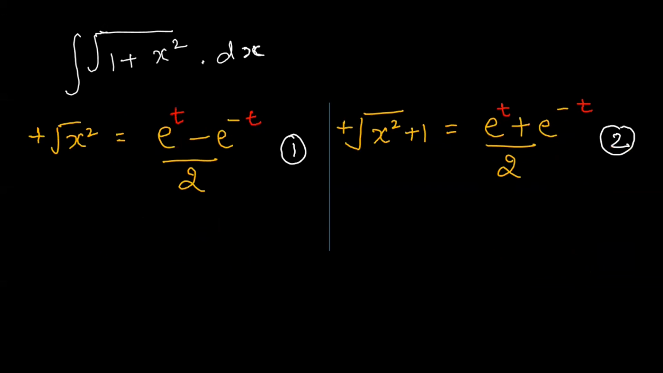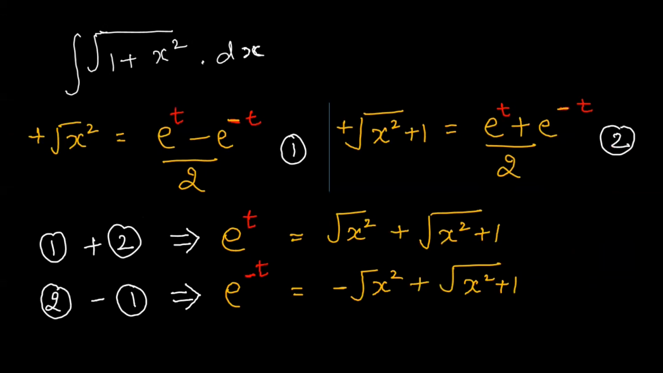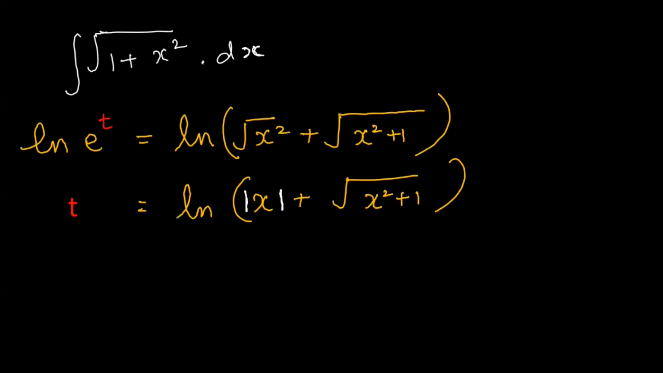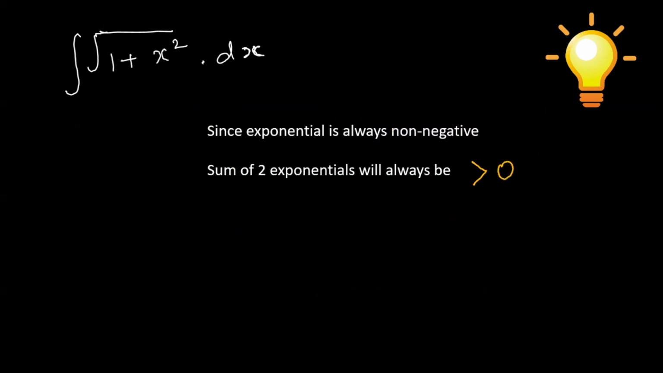Now if I call the function on the left side 1 and the function on the right side 2, if I add 1 and 2, I'll be left with e raised to t. And if I subtract 1 from 2, it will simply become e raised to minus t. In other words, I've been successful in expressing e raised to t as a function of x. But remember, the integral is asking about e raised to 2t, so there's a squared function. And also, if I take the anti-log on both sides, I'll get the final value of t, irrespective of the exponential.